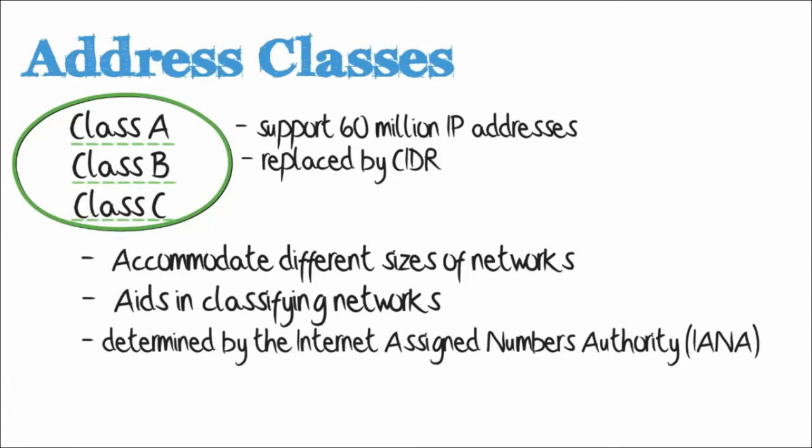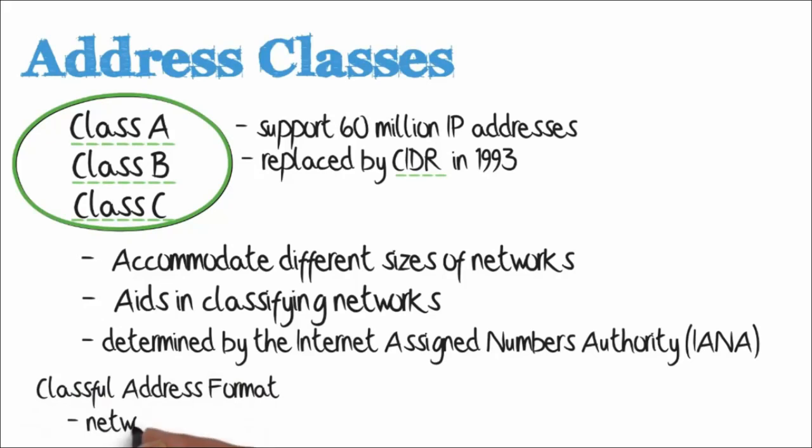Please note, once again, that class-full addresses were replaced in 1993 with classless interdomain routing, or CIDR. However, you may still come across commands that use the class-full address format. An example of that is the network command within routing protocols. So as an example, if you use the network command on a RIP routing process, the command is written in a class-full format.